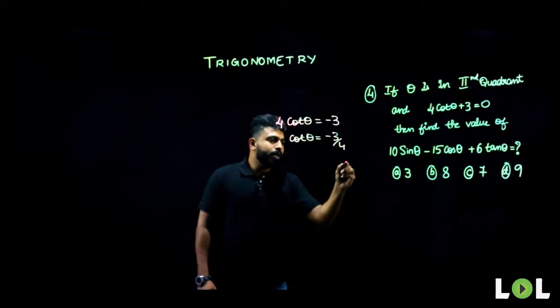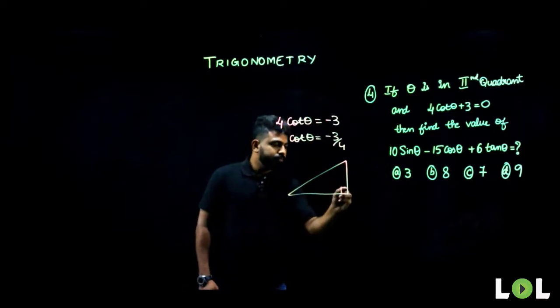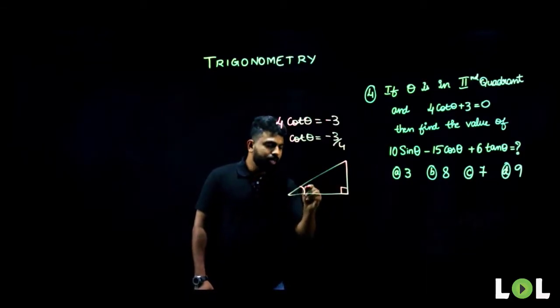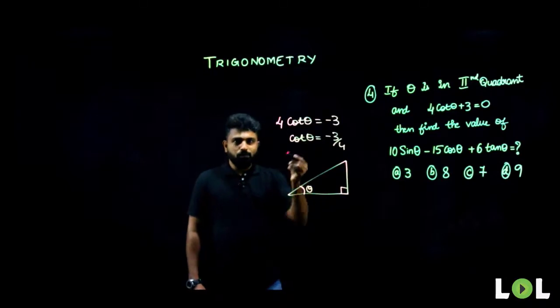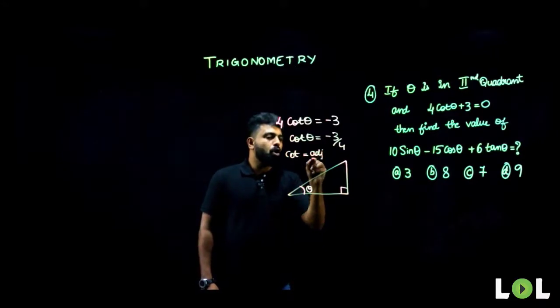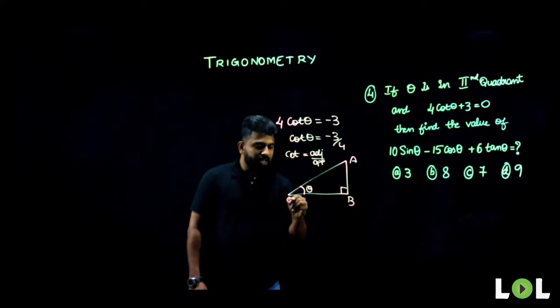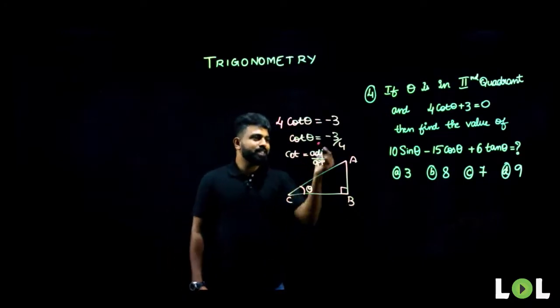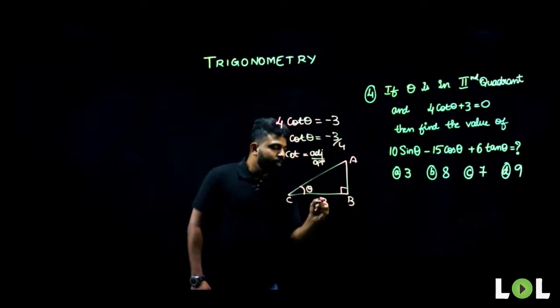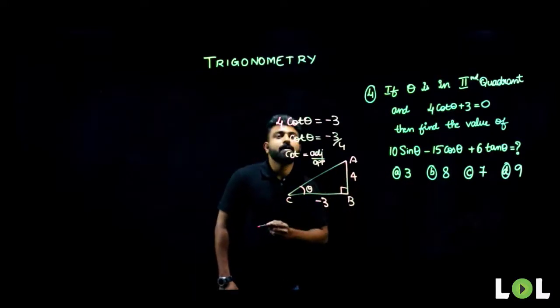So if I take up the diagram quickly, if I take my right angle triangle here, and if I consider this to be my angle theta, what will be the value of cot theta? We know that cot theta is nothing but adjacent by opposite. So which is my adjacent side here? If I name this triangle A, B and C, my adjacent will be BC. So the value of my adjacent is minus 3. And which is my opposite here? My opposite side will be AB and the value of AB will be 4.